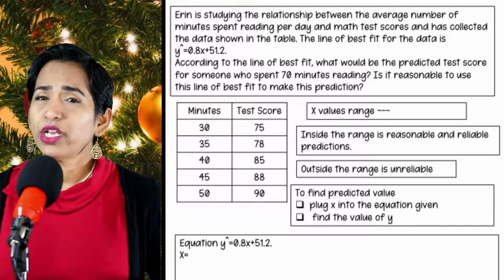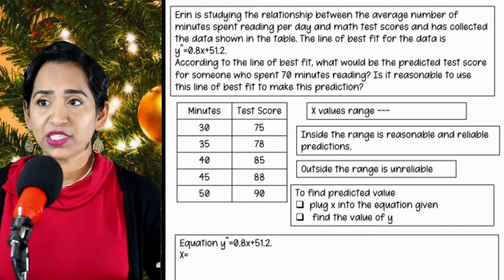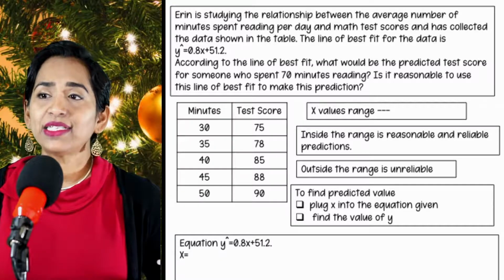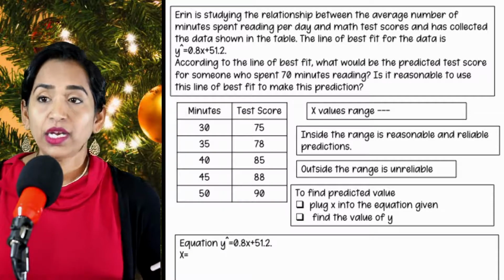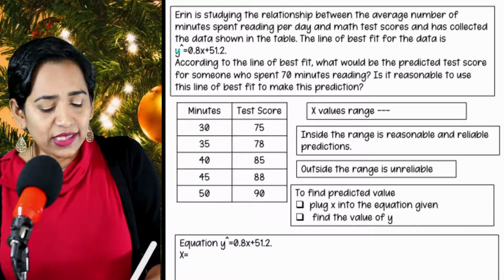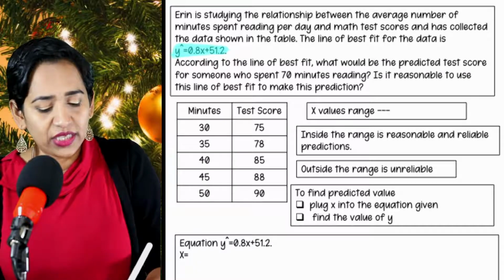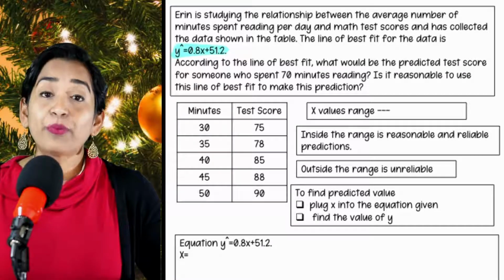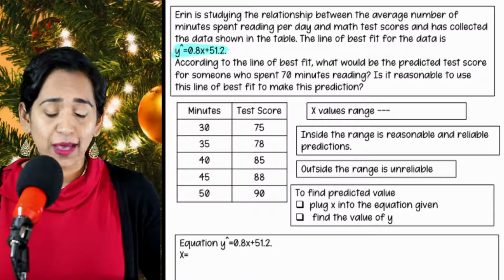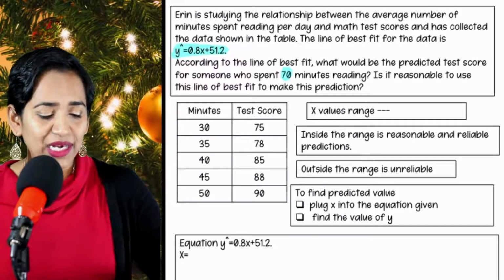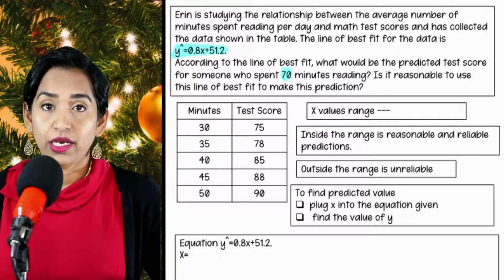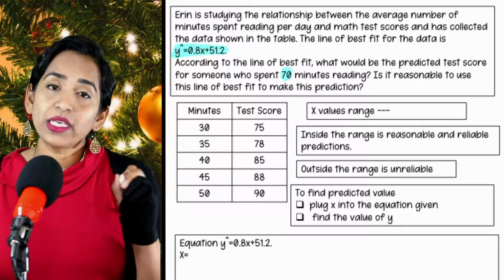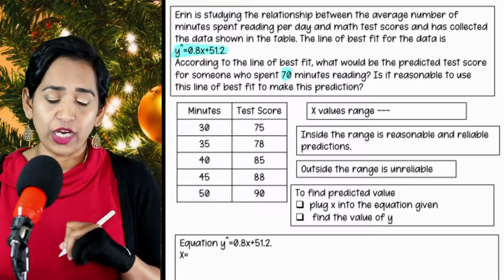Erin is studying the relationship between the average number of minutes spent reading per day and math test scores, and has collected the data shown in the table. What Erin did was collect the data and get the line of best fit. According to the line of best fit, what would be the predicted test score for someone who spent 70 minutes reading? So look what they're asking you. Erin did the research, he got the line of best fit. Now they're asking you to predict for 70 minutes of reading.